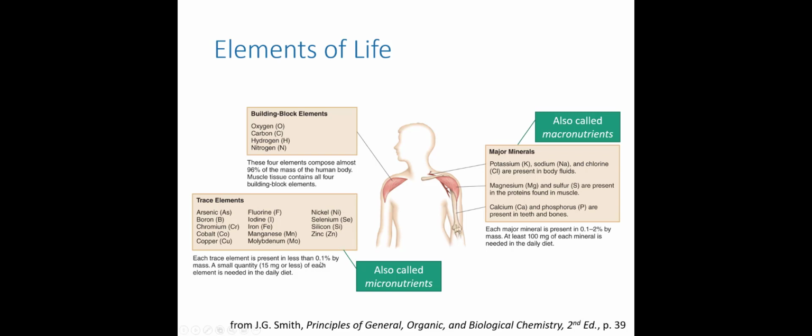So it points out here that they are less than 0.1% of your body mass. And so you need less than 15 milligrams of each of these in your daily diet. So for example, zinc. Zinc is an element which is fairly important for some classes of proteins. Iron we know to be very important because it's needed to transport oxygen in your blood.